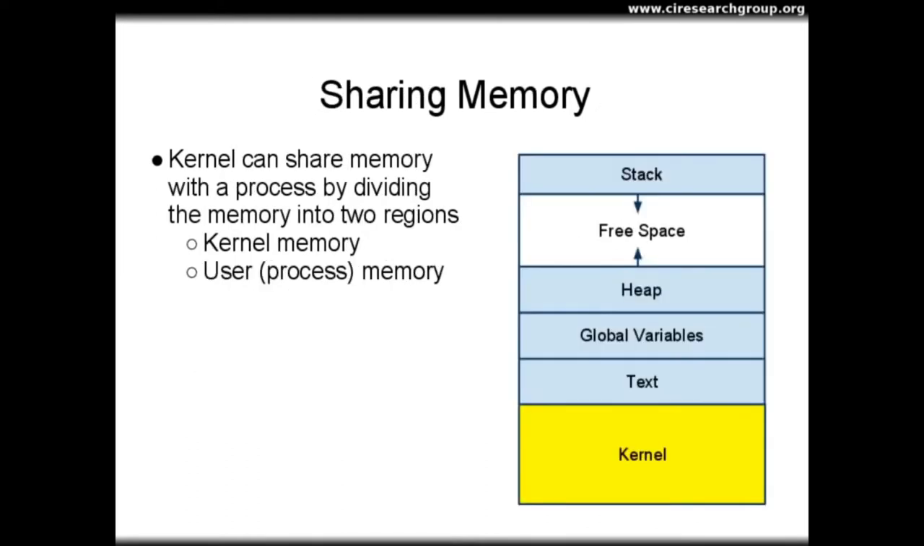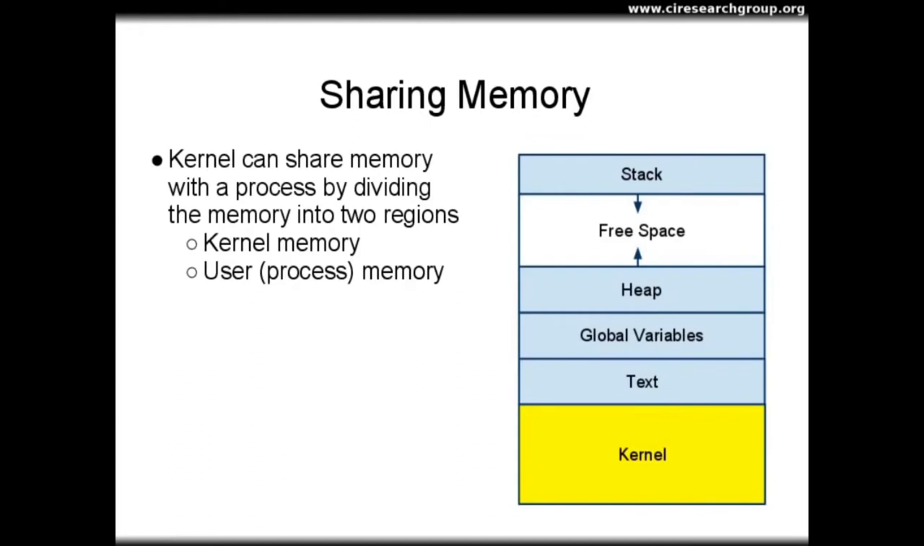The first issue that must be solved by the kernel is sharing memory between itself and a user space process. This sharing is accomplished first by dividing the memory into two regions, kernel memory and user memory. The kernel keeps its data structures, program code, global variables, and automatic variables in kernel memory, isolating these items from the running process.